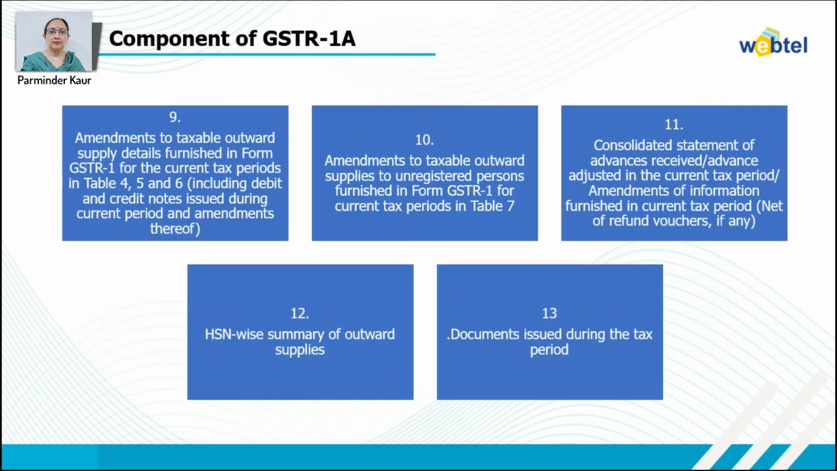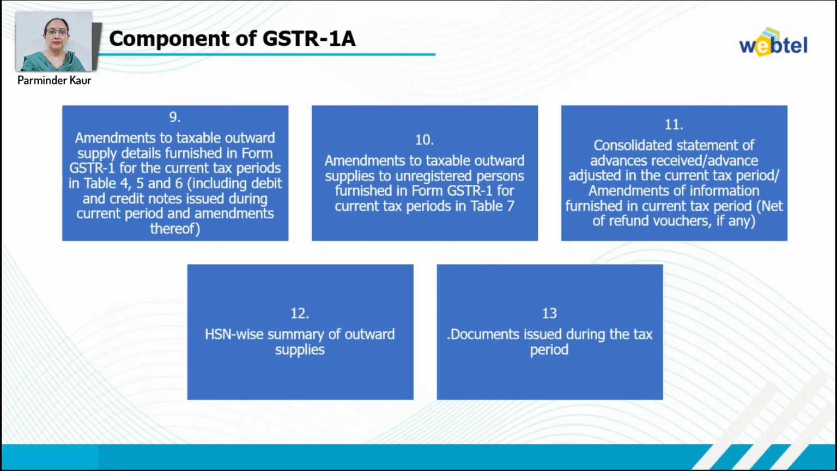In table number 9, amendment to taxable outward supply detail furnished in the form GSTR 1 for the current tax period in tables 4, 5, 6, including debit note and credit note issued during the current period and the amendment thereof. So in this heading, we will include the amendment of the invoice details furnished, and debit note, credit note, original and amendment detail can be added.